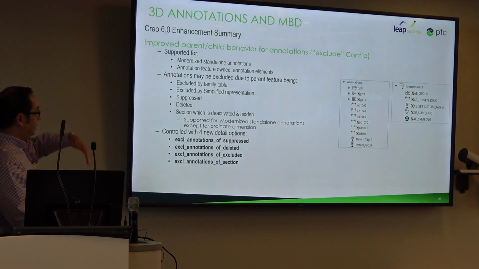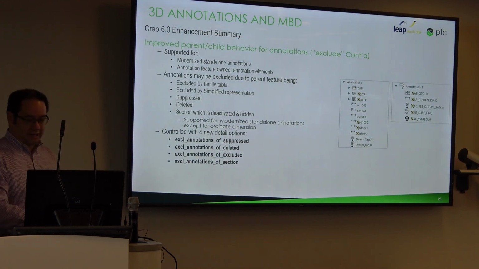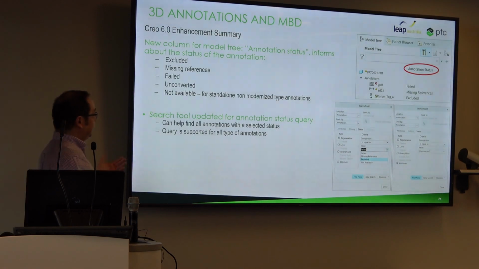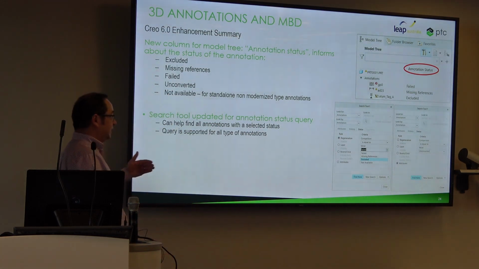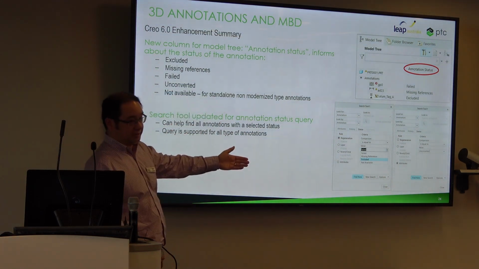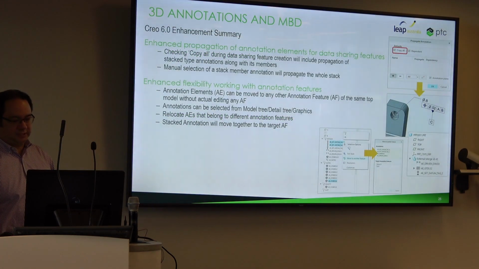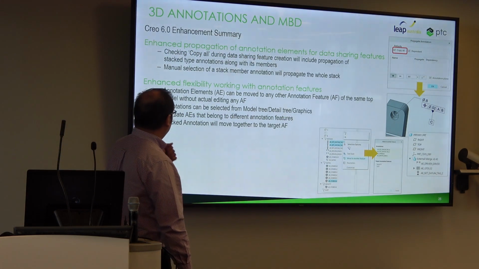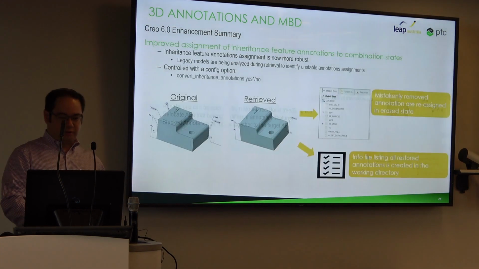Again, options for that, things like how it handles excluding them. There's a bunch of options in your config.pro for controlling that default behavior. On the same thing, options in the model tree for showing the status of those annotations so you can see them at a glance, and also the ability to search for annotations based on their regeneration status as well. Better propagation of them when you're working with data sharing features like the inheritance feature, so moving them around between models.